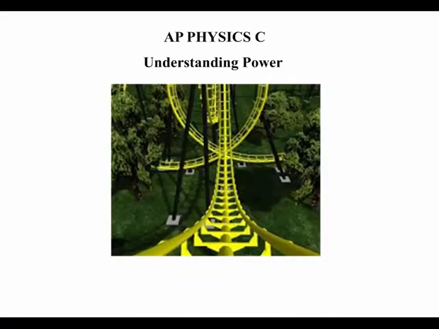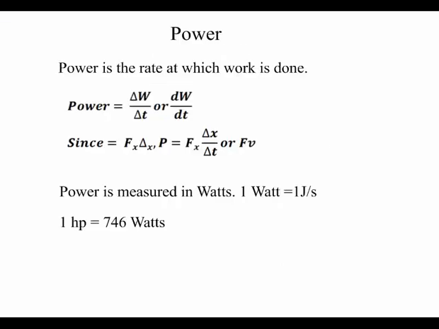This is Dr. Holt. This is AP Physics C. This lesson and this video is on understanding power. Power is the rate at which work is done. So we can say that power is the change in work over the change in time, or dW over dt.